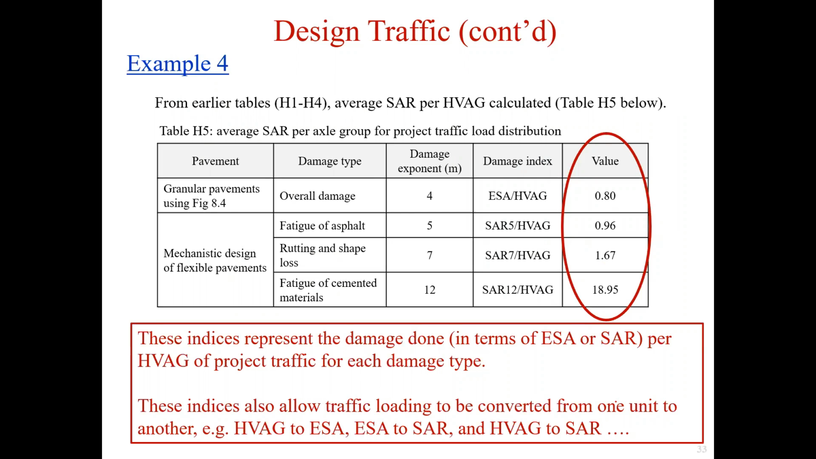From previous tables H1 to H4, the damage index values are summarized in table H5 below. The indices represent the damage in terms of ESA or SAR per HVAG of project traffic for each damage type. Based on these indices, we are able to convert the traffic loading from one unit to another. Now let's look at one example to see how to calculate the design traffic in terms of ESAs and SARs and how the conversion is done.